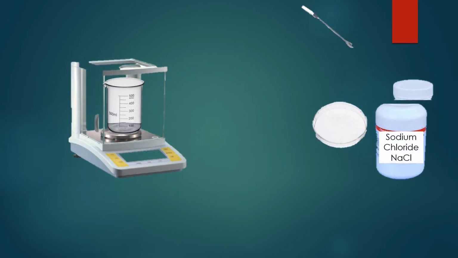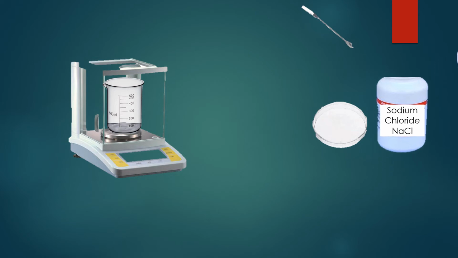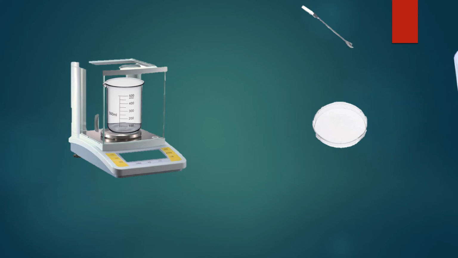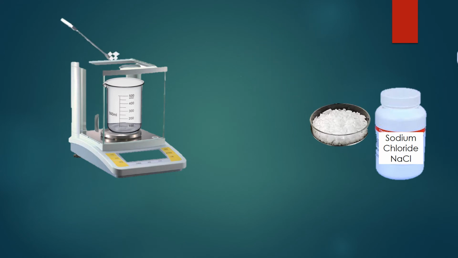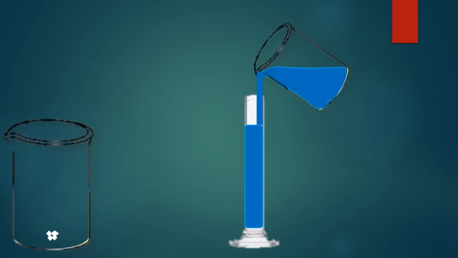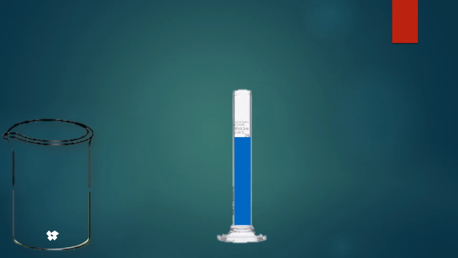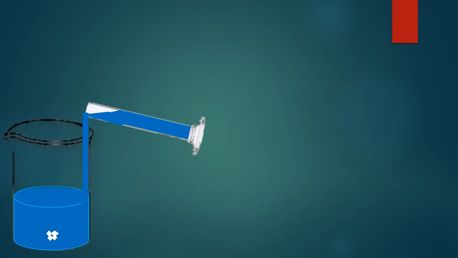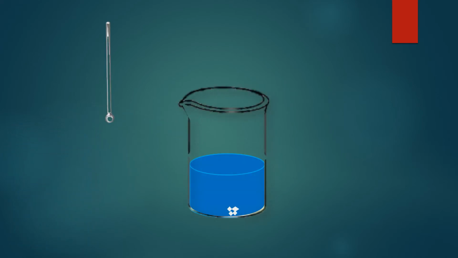Take 2.54 grams of sodium chloride in beaker with the help of spatula. Add some water into measuring cylinder. Now add it into the beaker having 2.54 grams of sodium chloride. Stir the solution with the help of spatula. Continue stirring till all sodium chloride dissolves completely in water.